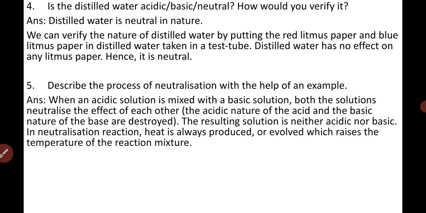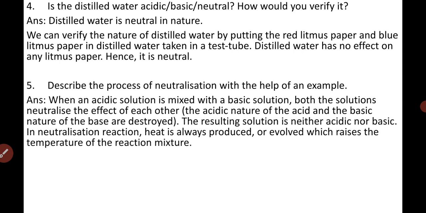When an acidic solution is mixed with a basic solution, what will happen? Both solutions will neutralize the effect of each other. The acidic nature of the acid will be destroyed and the basic nature of the base will also be destroyed. Both will cancel the effect of each other. So what will be the product? The resulting solution will be neither acidic nor basic.